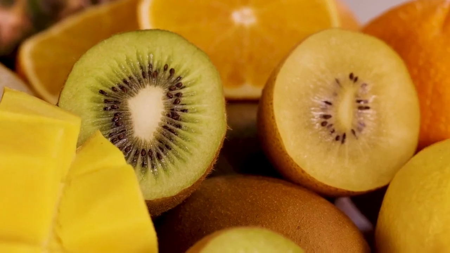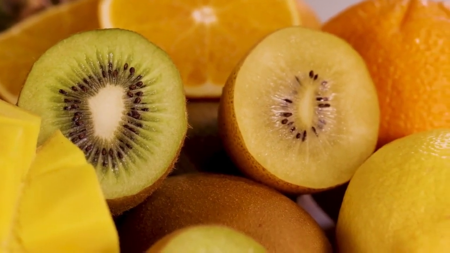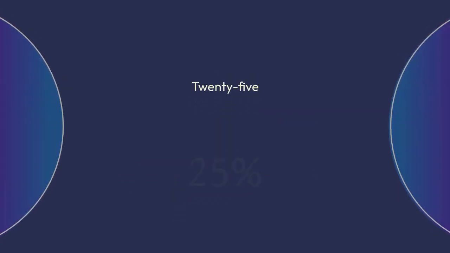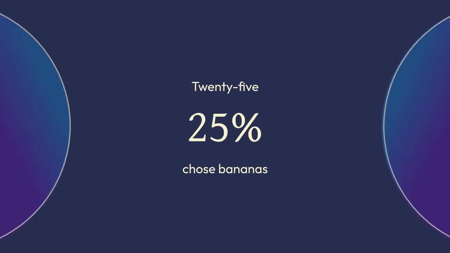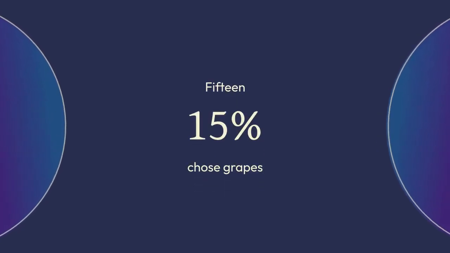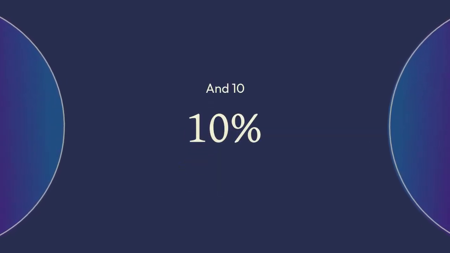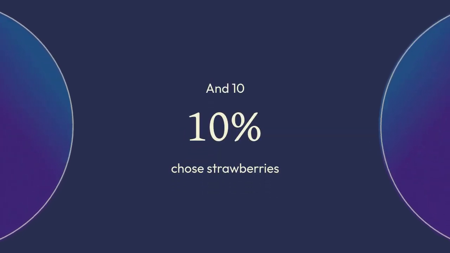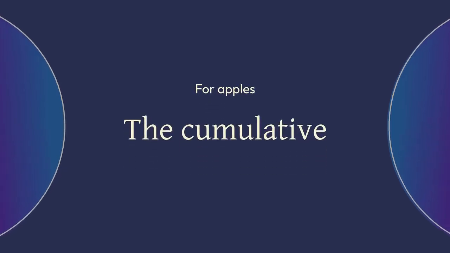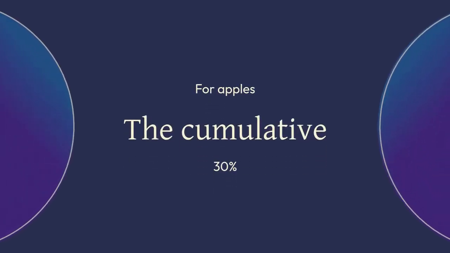Suppose we asked 100 people their favorite fruit. Let's say 30 people chose apples, 30%, 25 chose bananas, 25%, 20 chose oranges, 20%, 15 chose grapes, 15%, and 10 chose strawberries, 10%. To calculate the cumulative percentage, we start with the first item. For apples, the cumulative percentage is 30%.